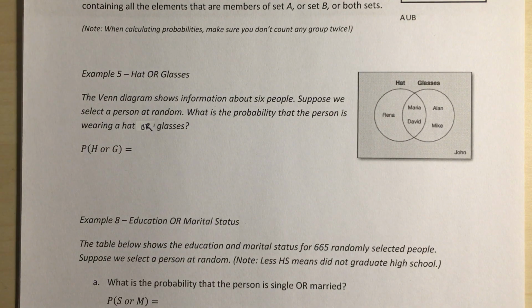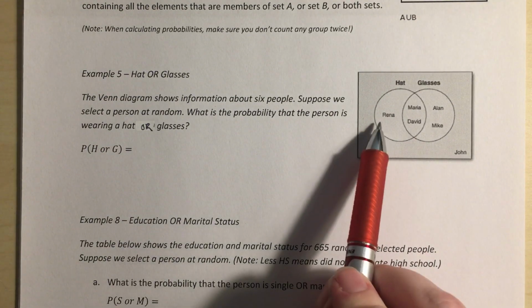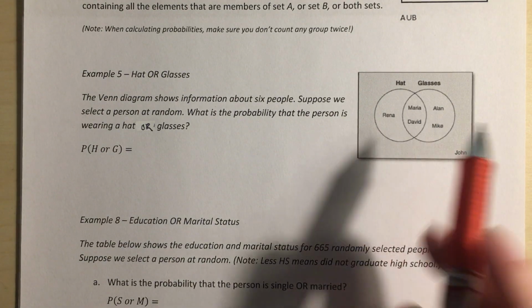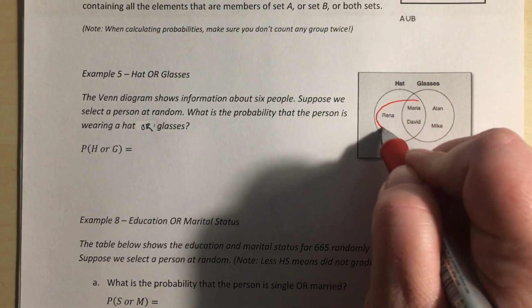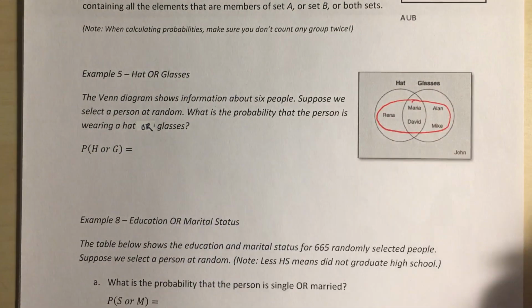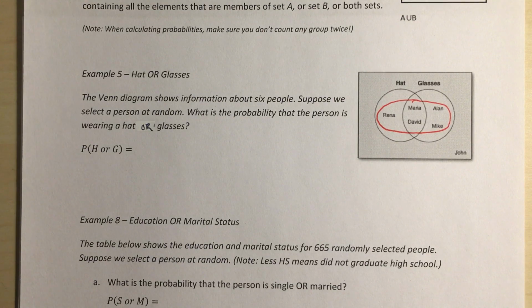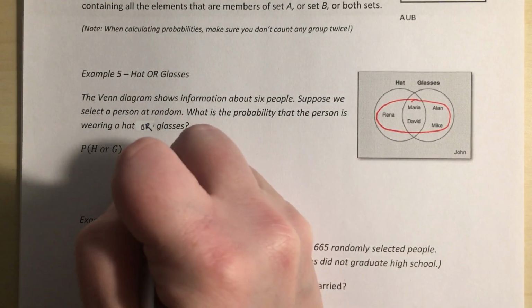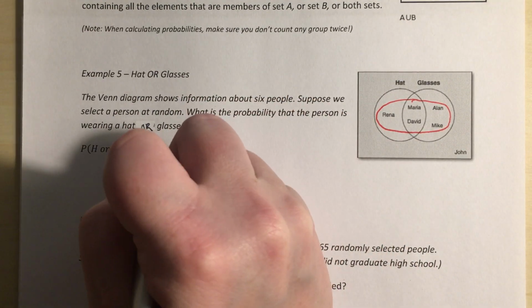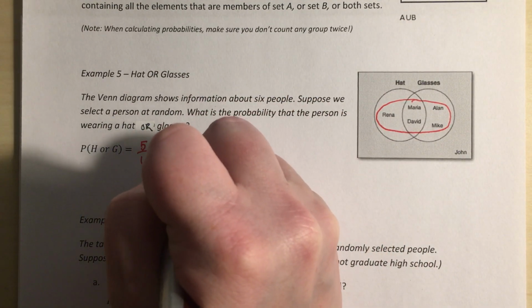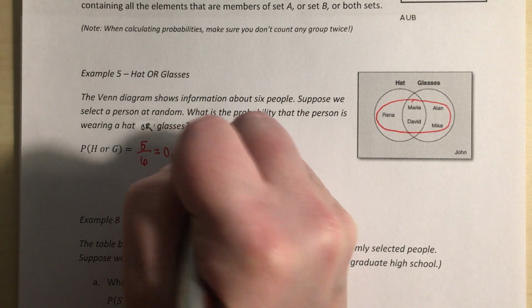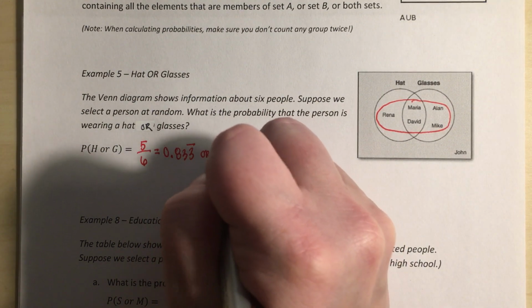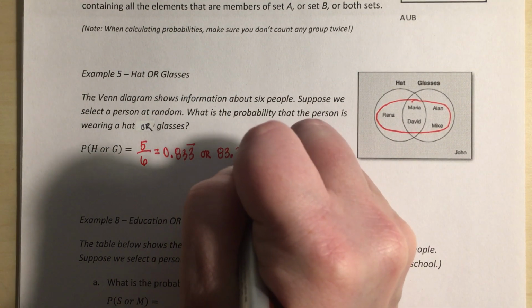All right, so hat or glasses means we want anyone wearing a hat, anyone wearing glasses, or anyone wearing both. So we are going to put a circle around all 5 of these people. We still have one person outside, so 5 out of 6, which is 0.833 repeating, or 83.3%.